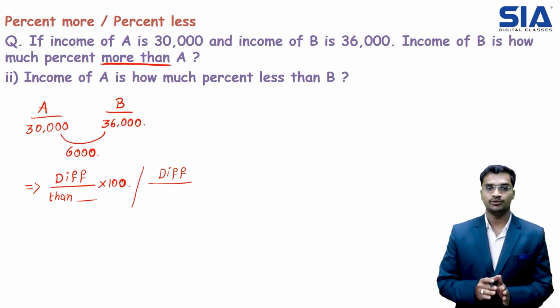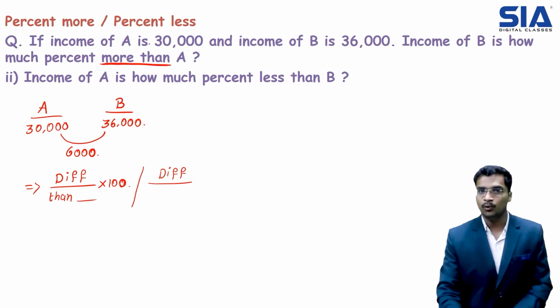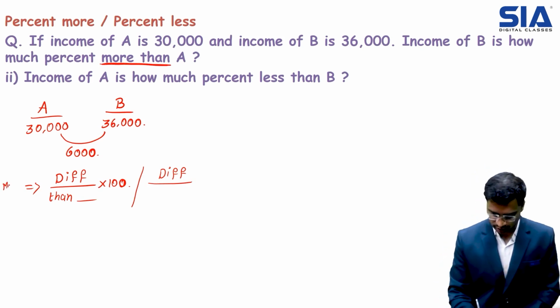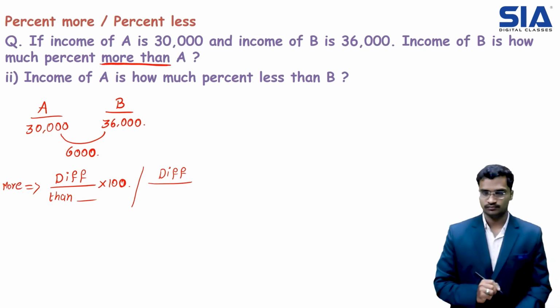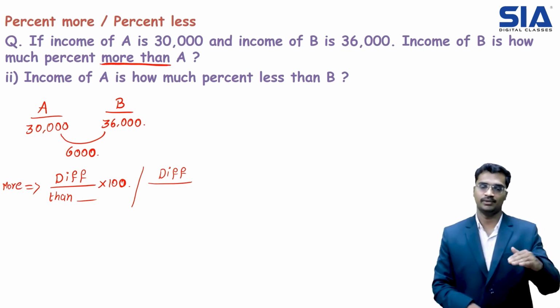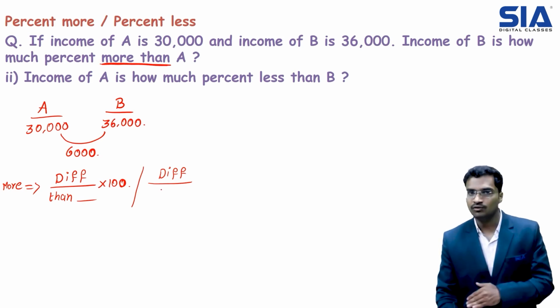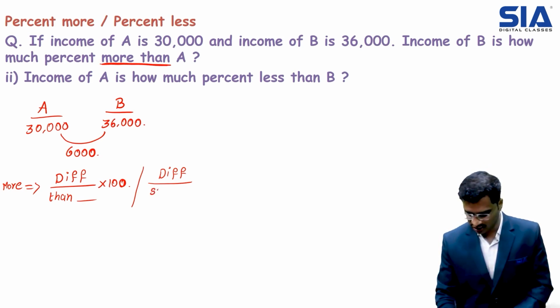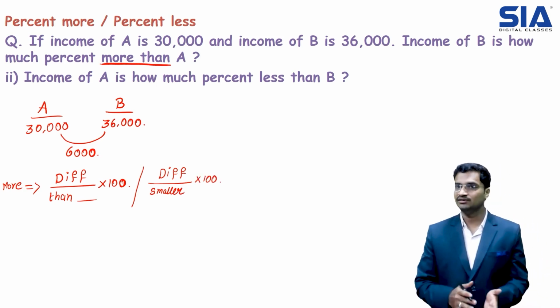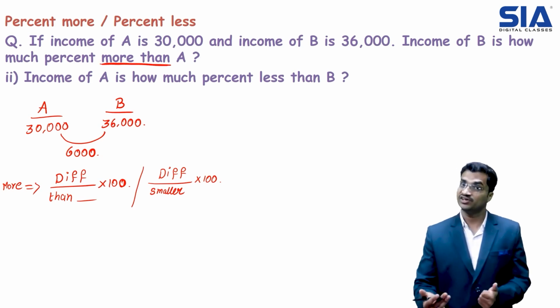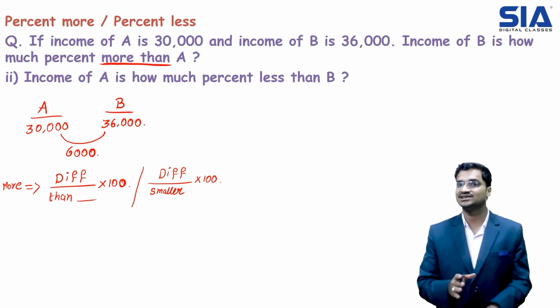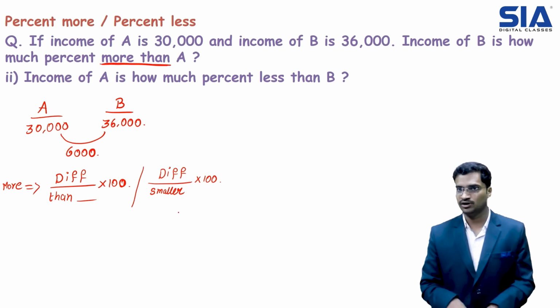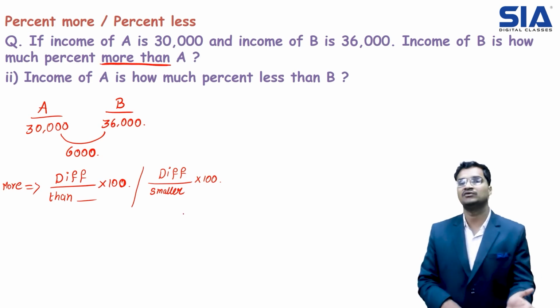Or simply I can say difference divided by... for suppose here we have to find the more than value. So here more means bigger number, then in the denominator I have to write the smaller number, into 100. Difference divided by the after-than value. If he is asking more than, then I have to write smaller. If he is asking less than, I have to write the bigger number.